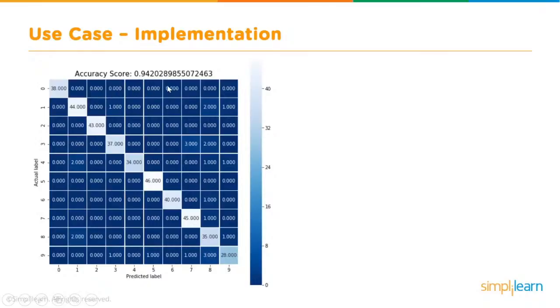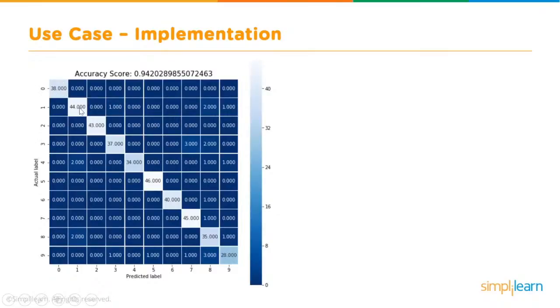And the cells other than the diagonals should have very few numbers. So here that's what is happening. There is a 2 here, there is a 1 here, but most of them are along the diagonal. What does this mean? This means that the number that has been fed is 0 and the number that has been detected is also 0. So the predicted value and the actual value are the same.